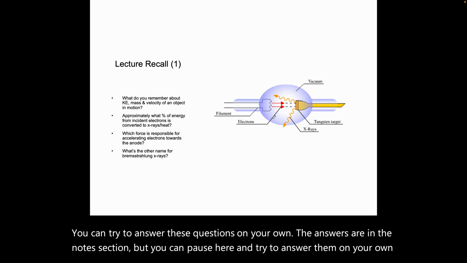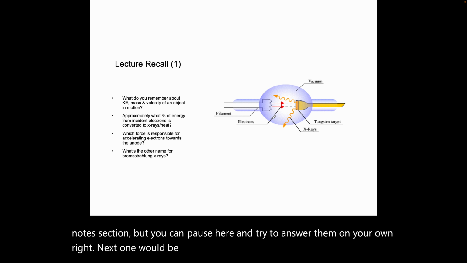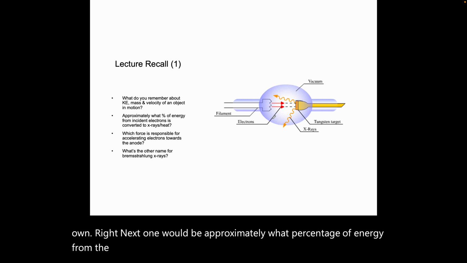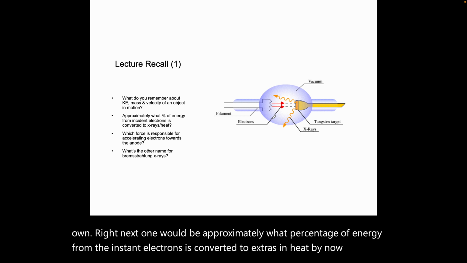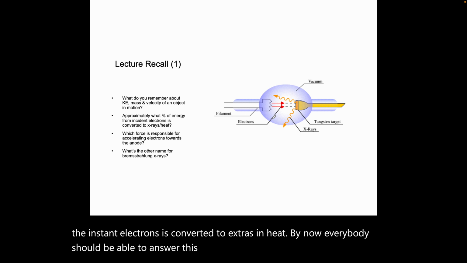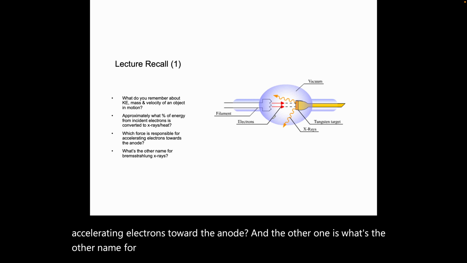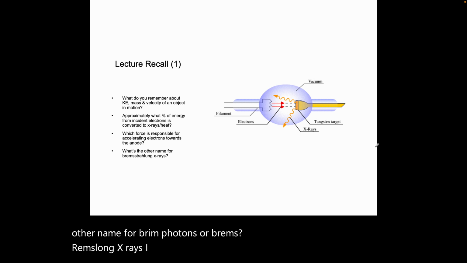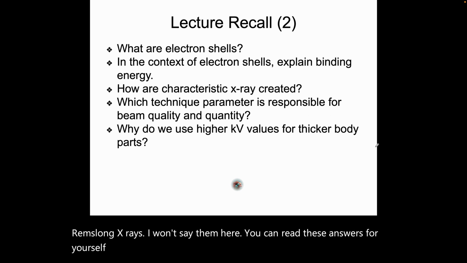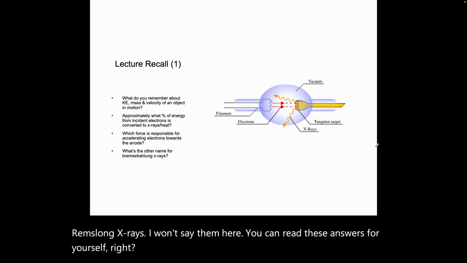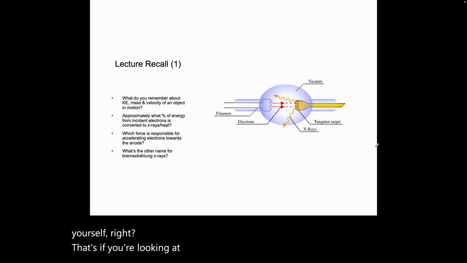The next one would be, approximately what percentage of energy from the incident electrons is converted to X-rays and heat? By now, everybody should be able to answer this in unison. What is the force responsible for accelerating electrons toward the anode? And the other one is, what's the other name for Brem photons or Bremsstrahlung X-rays? I won't say them here. You can read these answers for yourself if you're looking at the PowerPoint itself, which is on your learning platform.